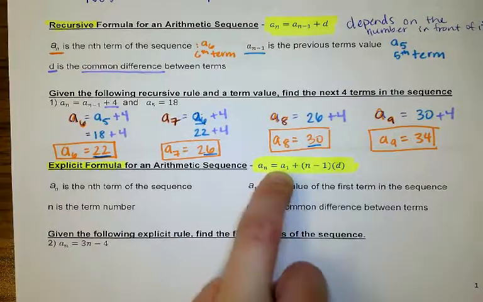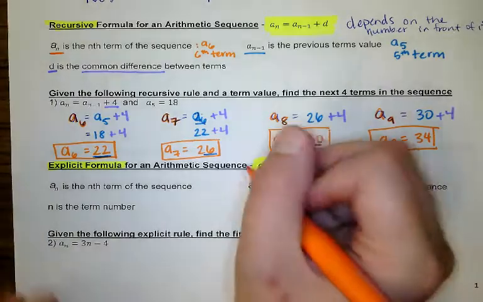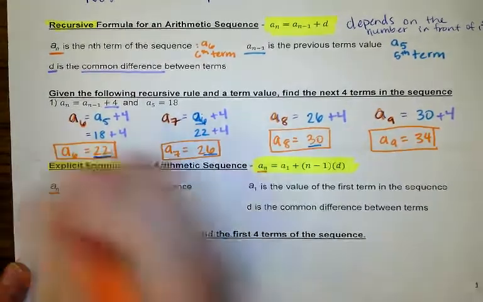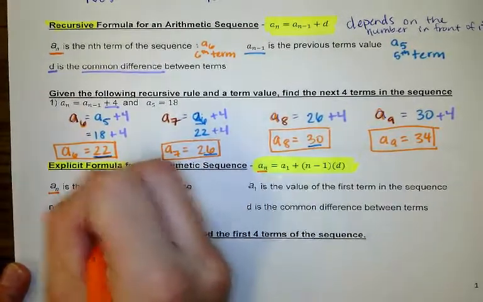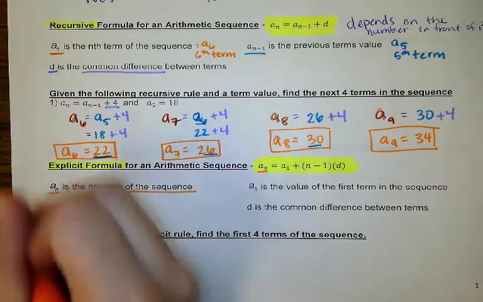So here, a sub n equals a sub 1 plus n minus 1 times d. So guys, we are going to say that a sub n is the nth term in the sequence, okay? This is just like up in the recursive rule. A sub n means the same thing, okay? And the difference right here is that n is that term number, okay?